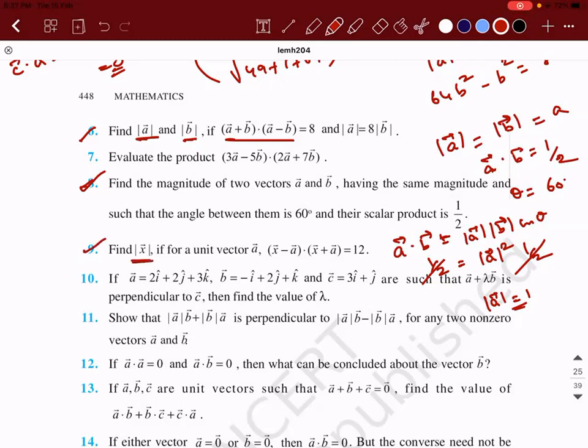Ninth one, find magnitude of x vector in this case. So x square minus a square is equal to 12 and a is a unit vector. So x square is equal to 13, x will be equal to root 13.